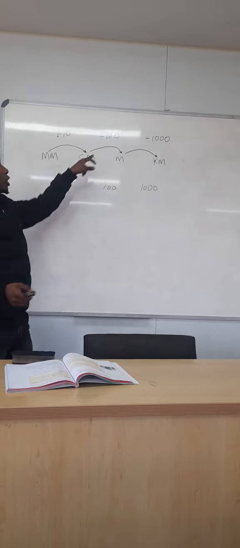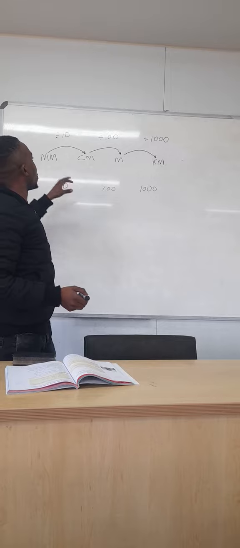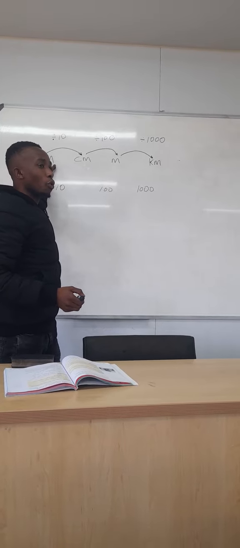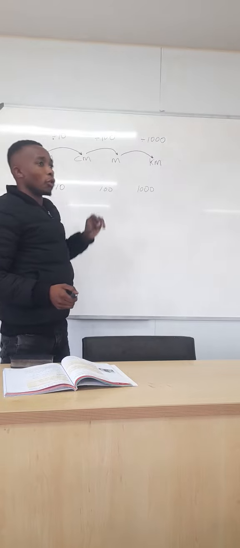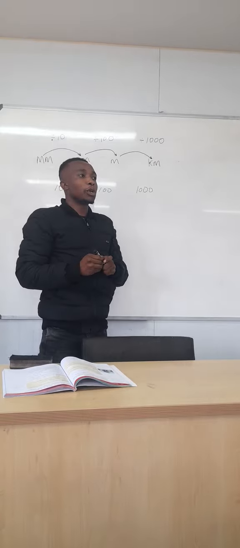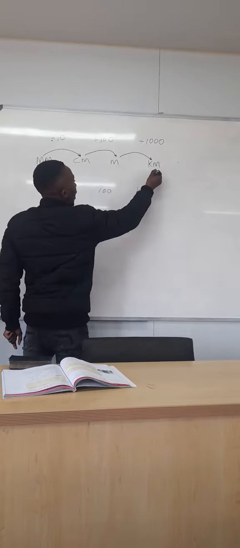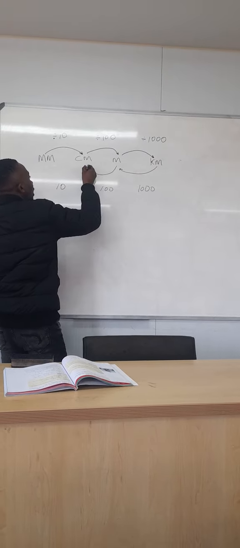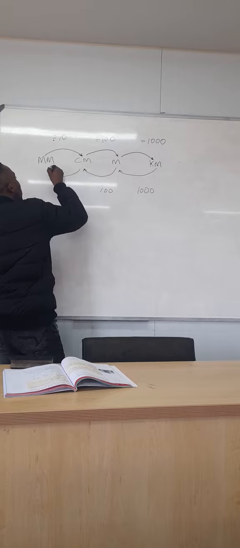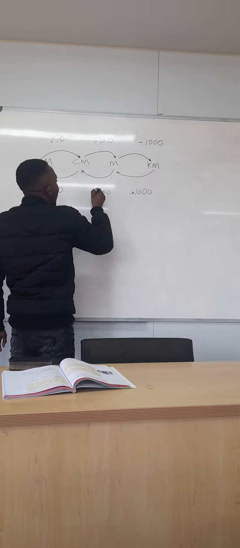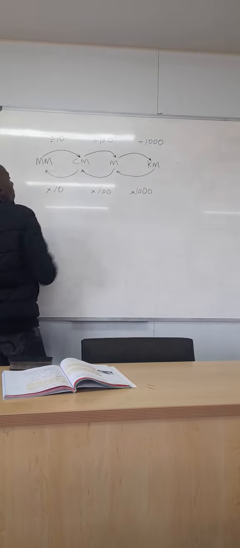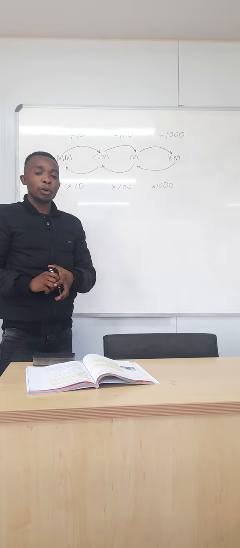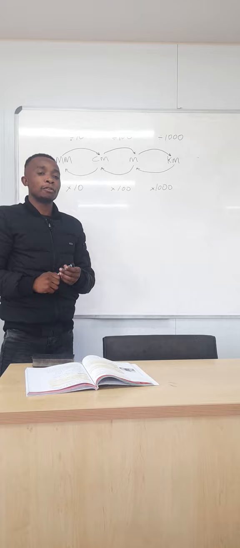So we use division when we move from a smaller unit to a bigger unit. Multiplication, we use it when we move from a bigger unit to a smaller unit. So this diagram is very important when we convert units of length.